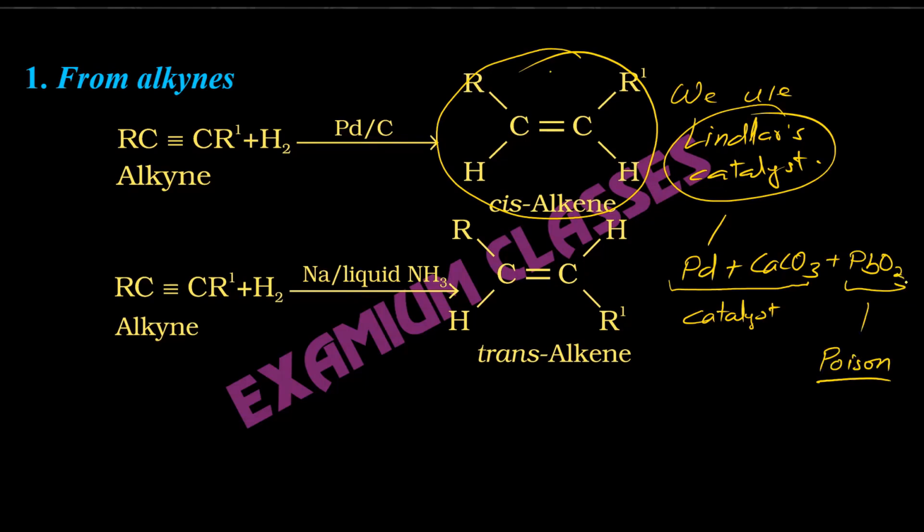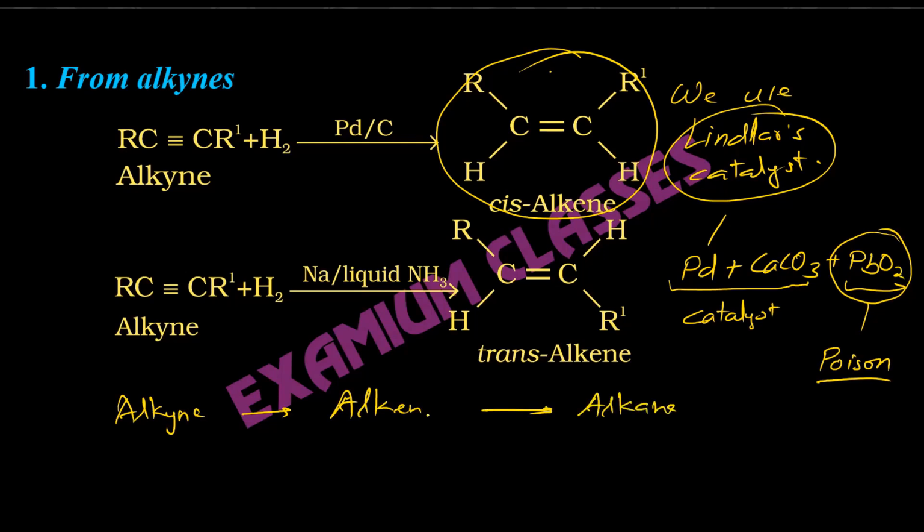Its function is that it will stop further reduction. So alkyne will be reduced to alkene, and alkene will further be reduced to alkane by hydrogen in presence of palladium. We want to stop it here because we want to produce alkene. I will be repeating it again and again. So for that, you use Lindlar's catalyst.